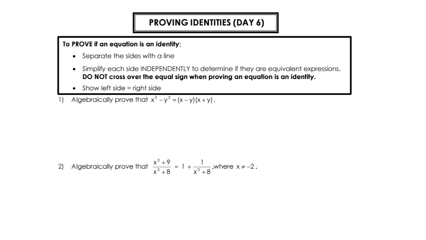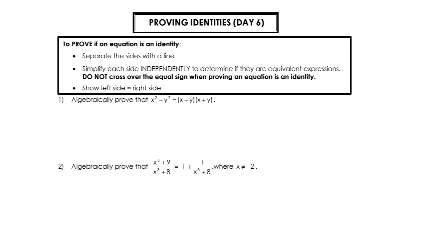So an identity is basically an equation where the left side is equal to the right side, and it holds true for all values of the variables that are plugged in. And when you prove an identity, there's a couple directions that you've got to follow.